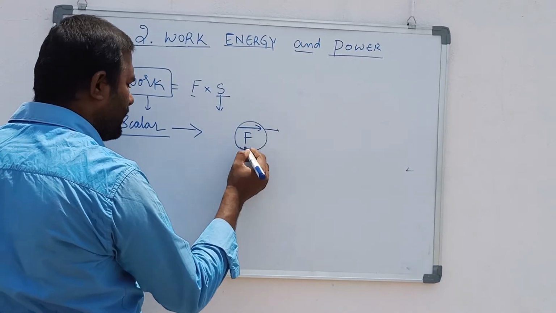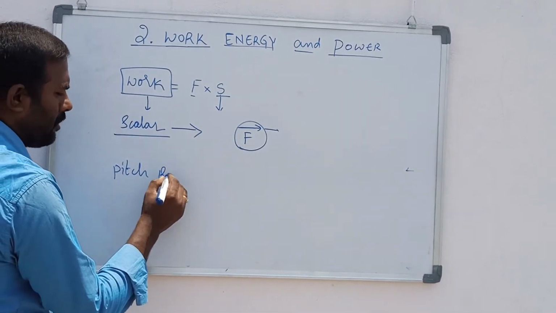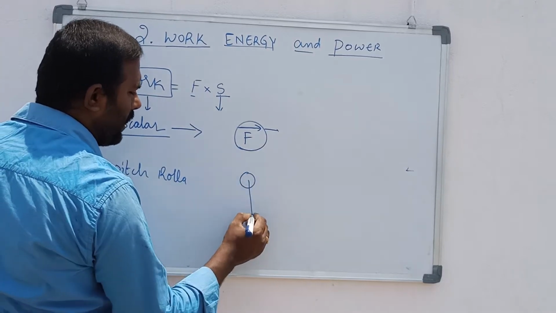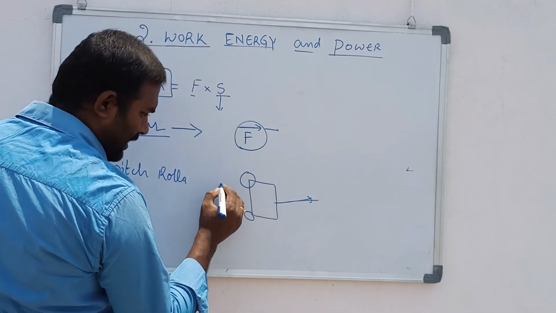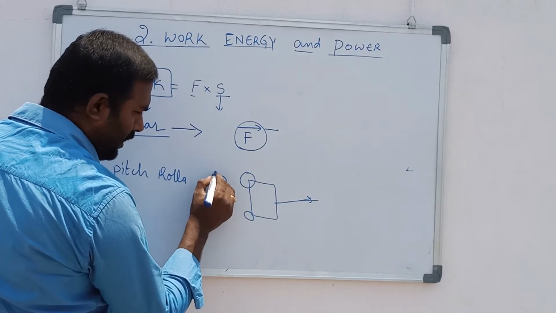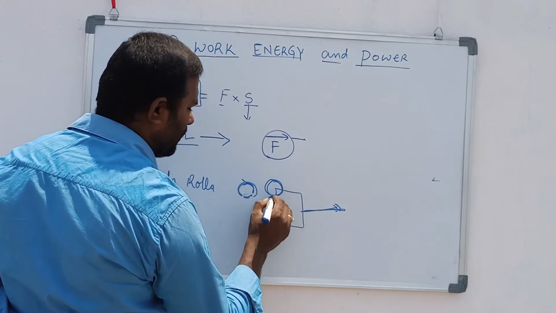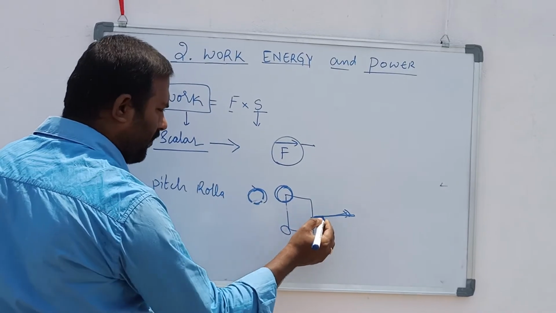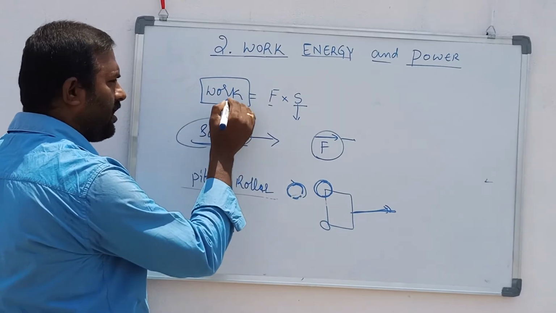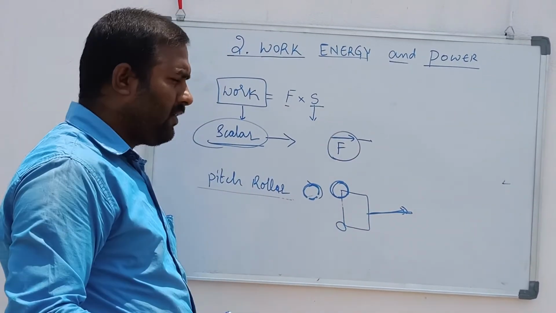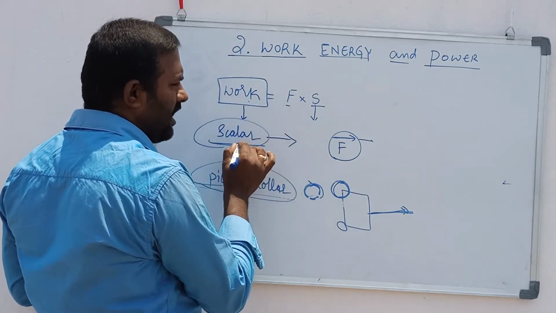If it is not moving in the force direction, take a pitch roller as an example. You hold the pitch roller handle and move it, but the force is in this direction while the wheel rotates in that direction. So it is not along the direction of the force, it is circular motion. So the pitch roller is an example of work being a scalar quantity. Many examples can be taken for a scalar quantity.